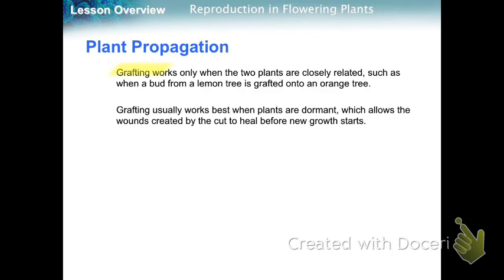Grafting only works when the two plants are closely related. You have two citrus trees, a lemon tree and an orange tree, you can graft together. Grafting works best when plants are dormant, which allows the wounds created by the cut to heal before new growth starts.